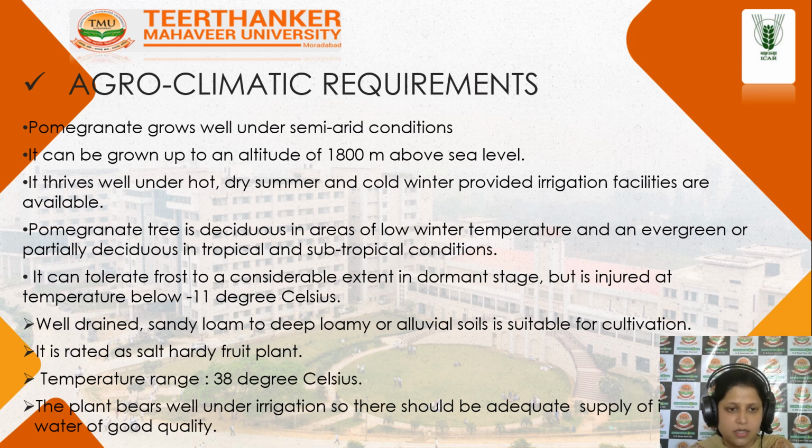If we talk about the soil requirement of the pomegranate, well-drained sandy loam, deep loam or alluvial soils are suitable for cultivation. It is rated as a salt hardy fruit plant, which means it can tolerate saline soil conditions. The temperature range is around 38 degrees Celsius. The plant grows well under irrigation, so there should be adequate supply of irrigation water of good quality.